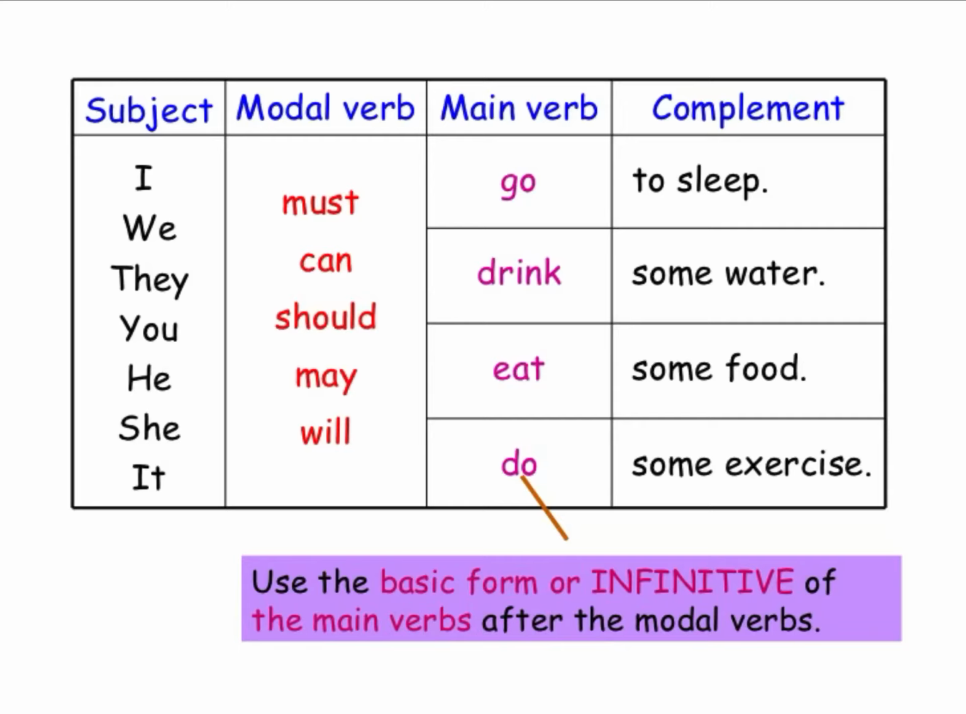Okay? And as you can see, there is a note under that says use the basic form or infinitive of the main verbs after the modal verbs. So remember that the verbs never change the form. Just say the modal verb and then just add another verb. Look at this. You don't need to write the preposition to in the middle of must and go, in the middle of can and drink. For example, just put together those verbs with the subject.